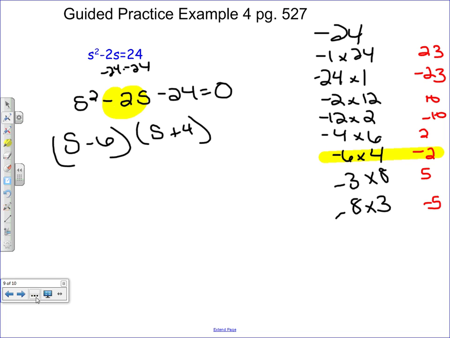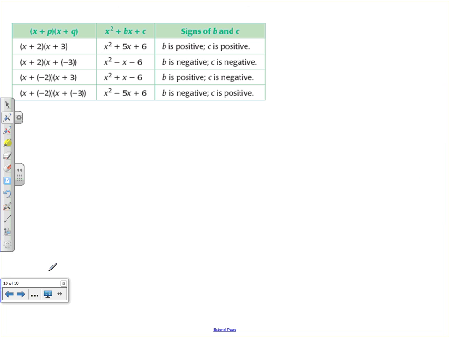There's an excellent table in your book that helps explain whether you would be looking for positives and negatives. I highly suggest you use this as you're working your way through today's assignment.